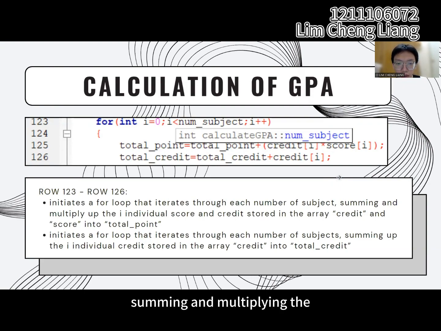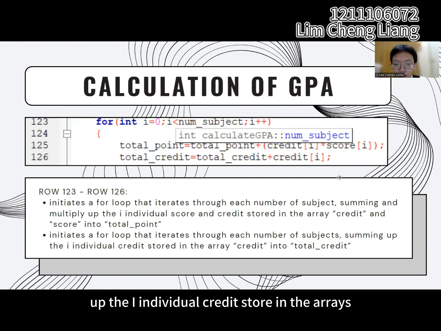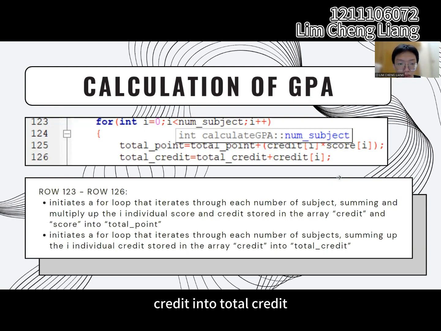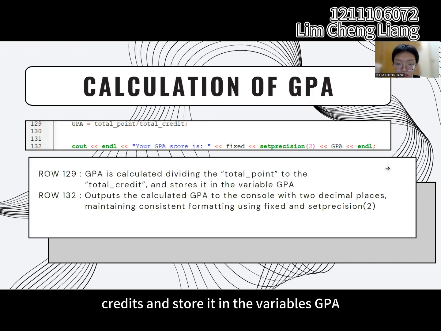Row 123 to row 126 are for loops that iterate through each number of subjects, summing and multiplying the individual score and credit stored in the arrays credit and score into total point, and one more for loop that iterates through each number of subjects, summing the individual credit stored in the array credit into total credit. Row 129 is the GPA, calculated by dividing the total point by the total credits and storing it in the variable GPA.